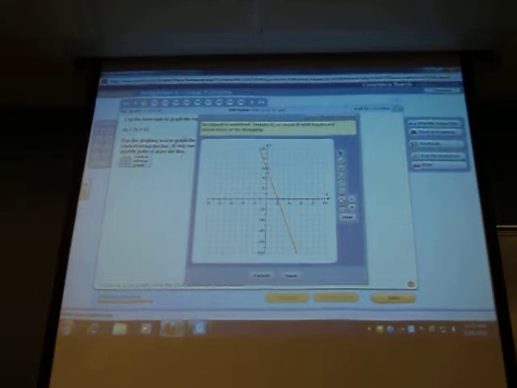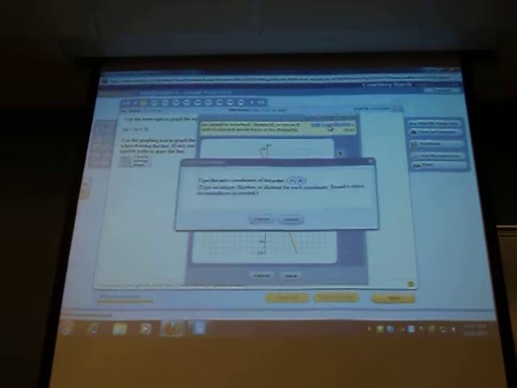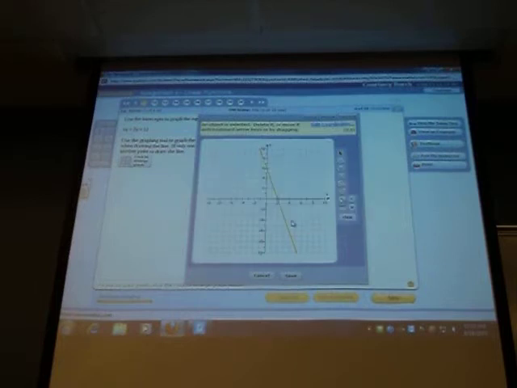I don't think you'll need that on this question. If you want to make the point on a fraction, which you don't need to do here, the way you can do that is double click on the point and see where it says edit coordinates. You can type in a fraction for one of the coordinates, and it'll graph that point.